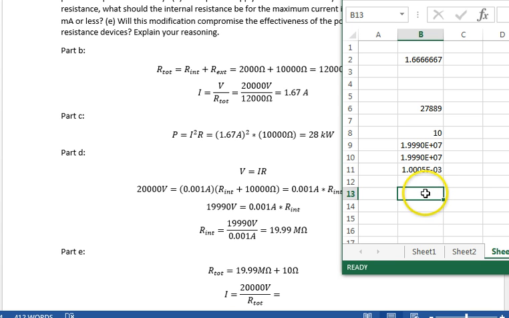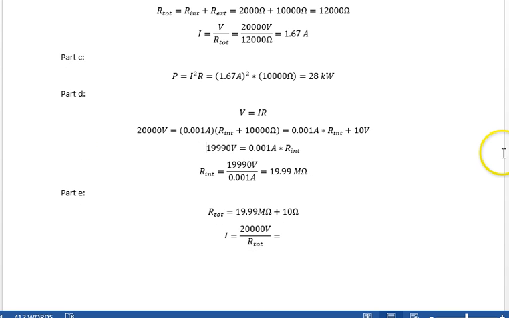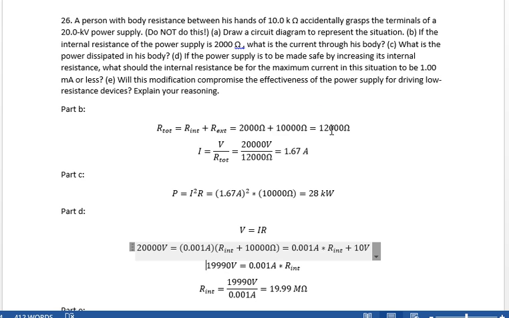If we didn't have that, our total resistance would be 2,010 ohms, and our total current would be 20,000 divided by 2,010, which is 9.95 amps. So since power goes as I squared R, this higher internal resistance is really limiting the amount of power we can deliver to a load. All right, and that's it for problem 26.